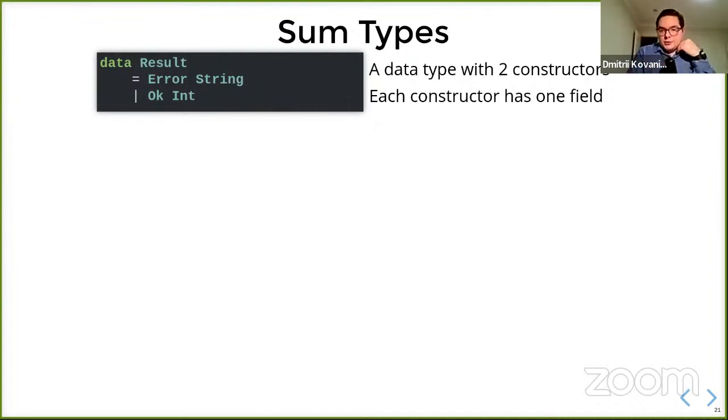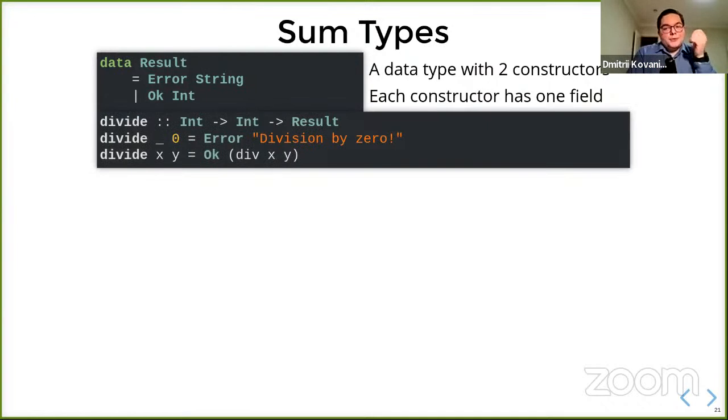And how can we use this data type? We can use it to write a safer version of a div function. So, we cannot divide by 0, it's an exception. But if, instead of returning a number, we return Result, we can pattern match on the number. And if the second number is 0, we return Error and a string like "division by 0". Otherwise, we return OK and the division of the two numbers.